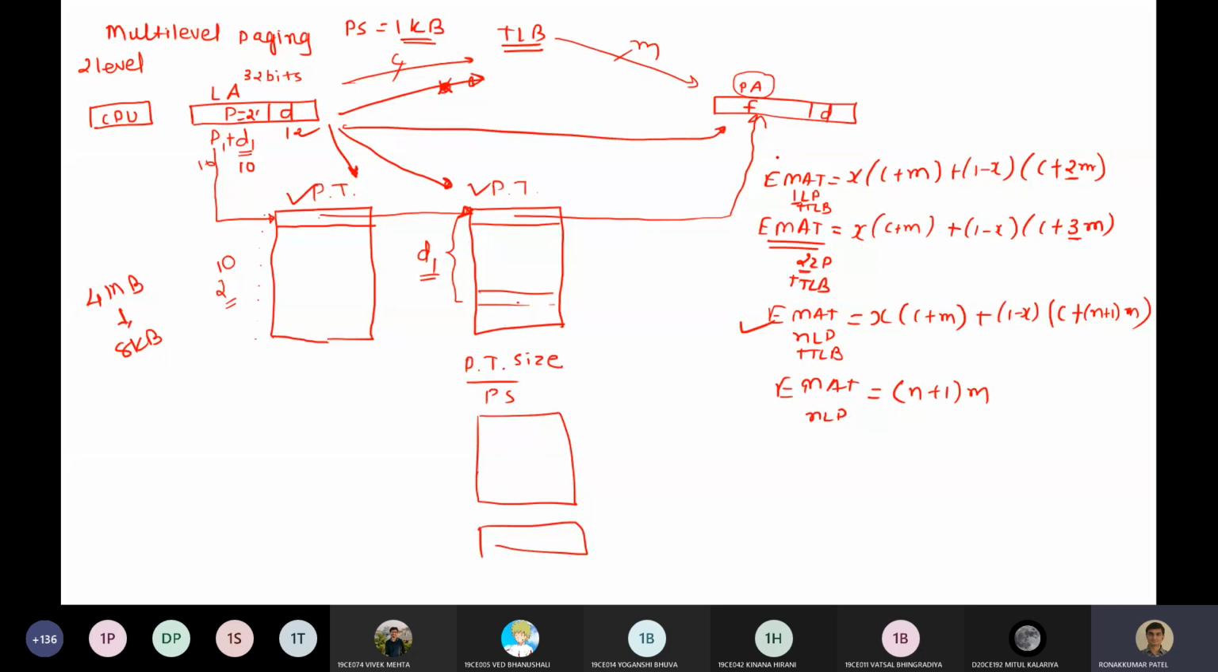Okay, then this is the effective memory access, and we have generalized that in these two equations. So we will end today's lecture here, and from the next lecture onwards we will see examples on multi-level paging, and then we will move to segmentation.